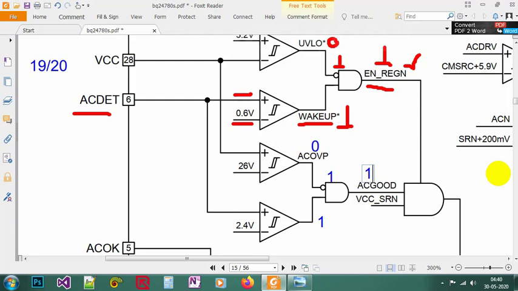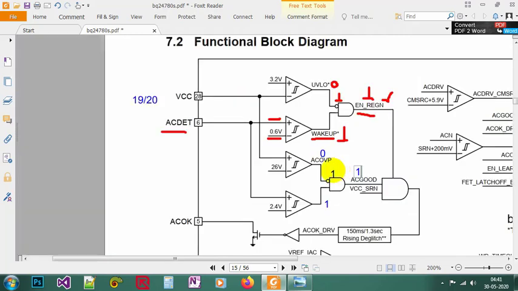So for the condition AC good, the AC OVP, of course it is adapter AC over voltage protection. Okay, it's the input, your VCC over voltage protection. So the input voltage must be lower than 26 volt. If it is higher than 26, it will become high, and your output after the NOT gate will be 0. I will tell you what happens if the voltage is higher than 26 and the AC detect voltage is lower than 2.4 volt. So if any of these conditions is not matched, then you will get just the opposite output.